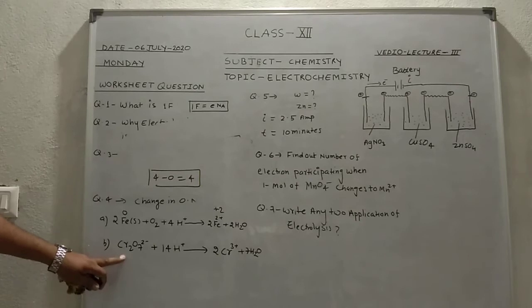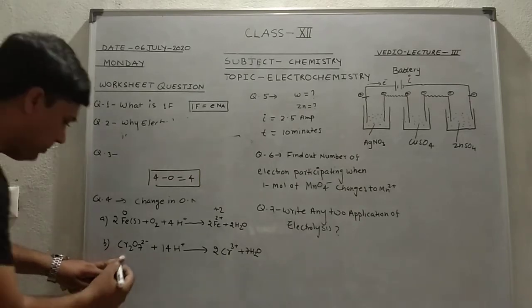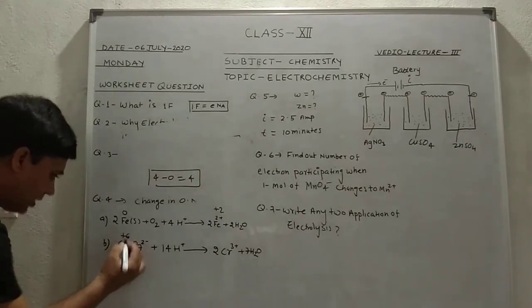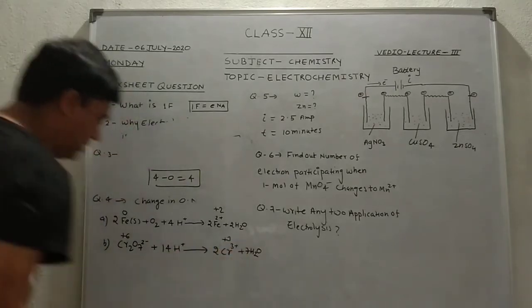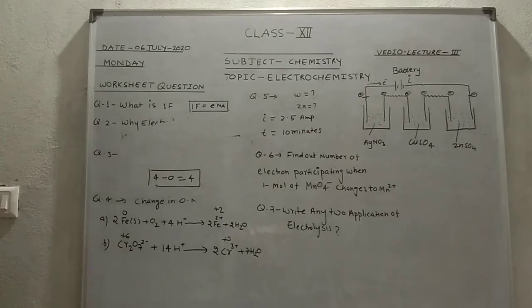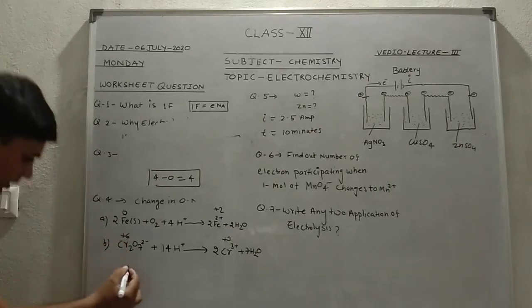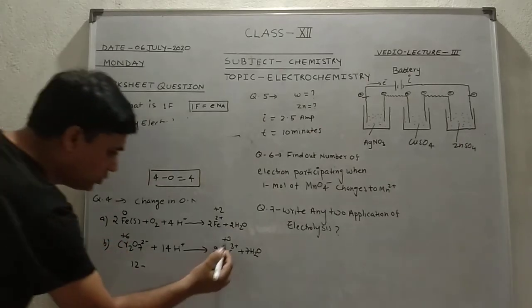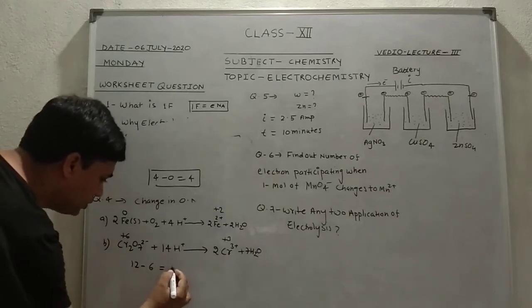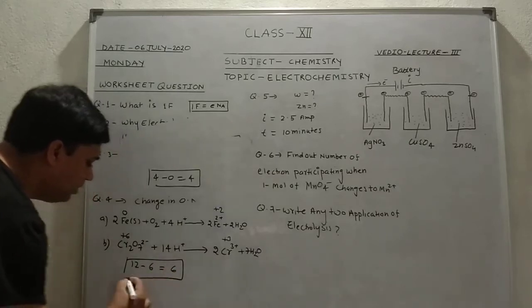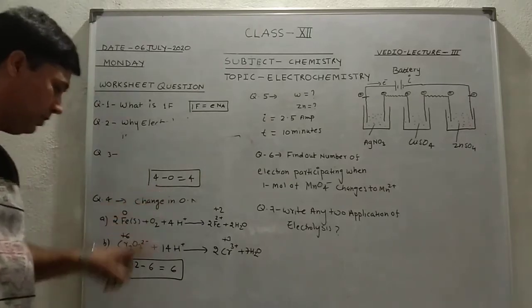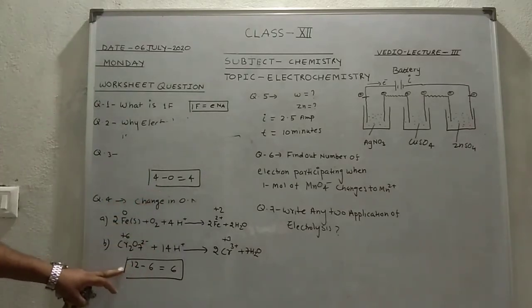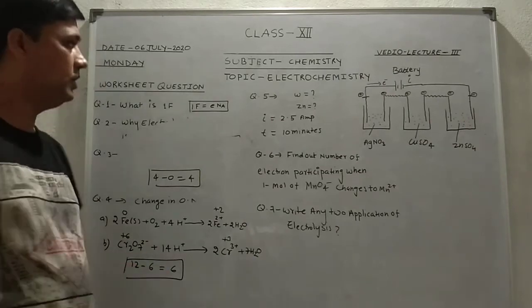In this equation, first we have to calculate the oxidation number of Cr. The oxidation number of Cr is +6. Here the oxidation number is +3. But 2 atoms are present here, so 6 to 12. 12 minus 2 times 3, that is 6. So the change in oxidation number is equal to 6. So in the first case, the change in oxidation number is equal to 4. In the second case, the change in oxidation number is equal to 12 minus 6, which is equal to 6.